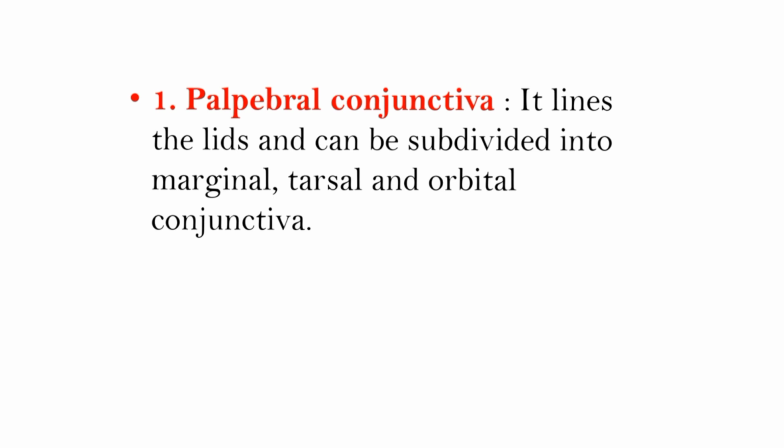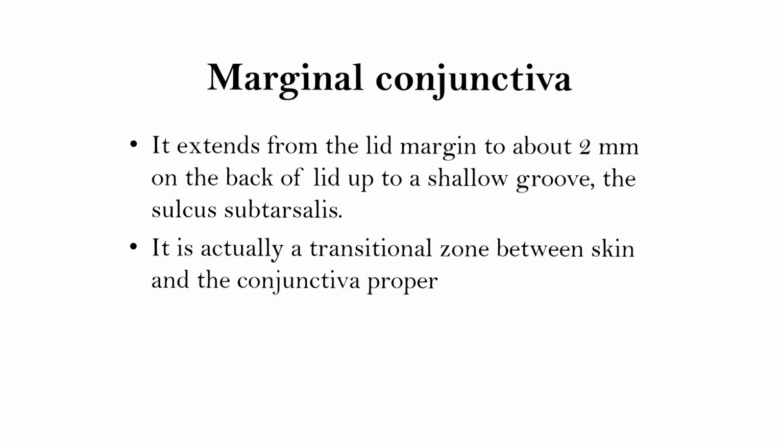First of all, friends, we are seeing the palpebral conjunctiva. It lines the lid and can be subdivided into marginal, tarsal, and orbital conjunctiva. Marginal conjunctiva extends from the lid margin to about 2 mm on the back of the lid to a shallow groove, the sulcus subtarsalis. It is actually a transitional zone between skin and the conjunctiva proper.